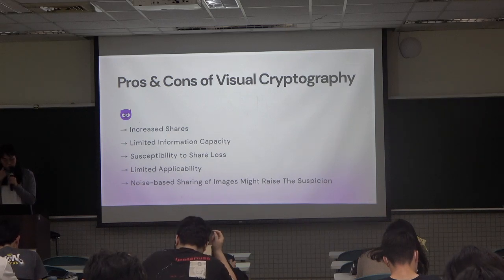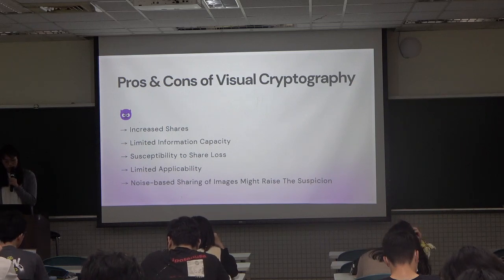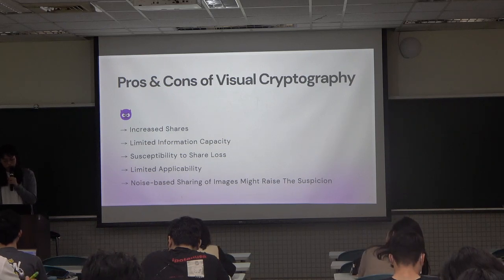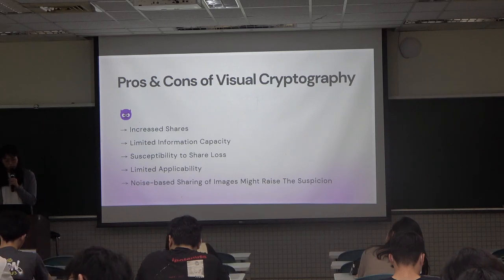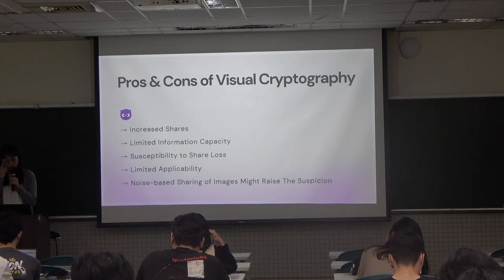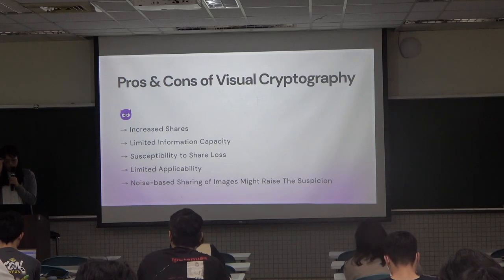Additionally, visual cryptography might not be suitable for all types of data or communication. While noise-based sharing of images can protect confidentiality, the risk of suspicion arises if intercepted during transmission. The concept of meaningful shares involves ingeniously concealing confidential images within disguised ones. Even if intercepted, this approach is less likely to arouse suspicion, thereby enhancing security.